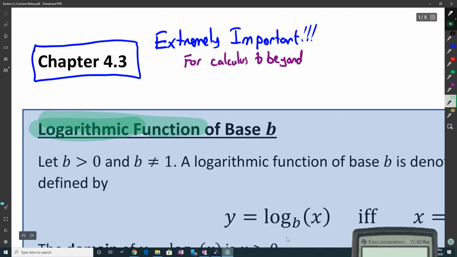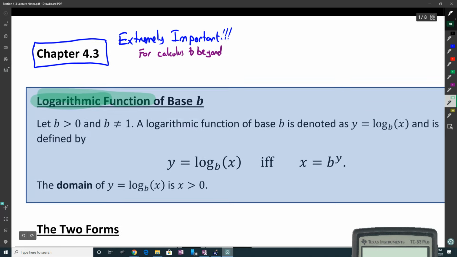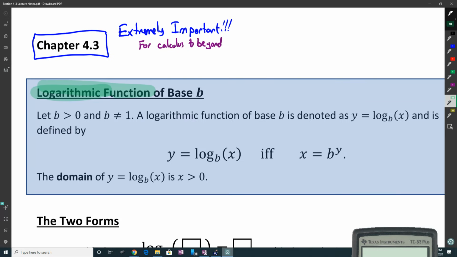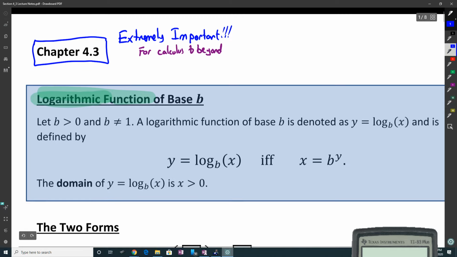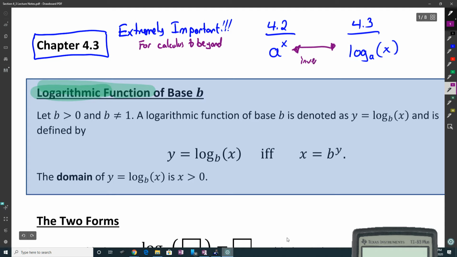Logarithmic function, logs. So a log is pretty much the inverse of what we've been doing. In 4.2, we were dealing with a to the x, and here in 4.3, we're going to be dealing with log base a of x. It turns out that that's not a coincidence. These two functions are inverses.